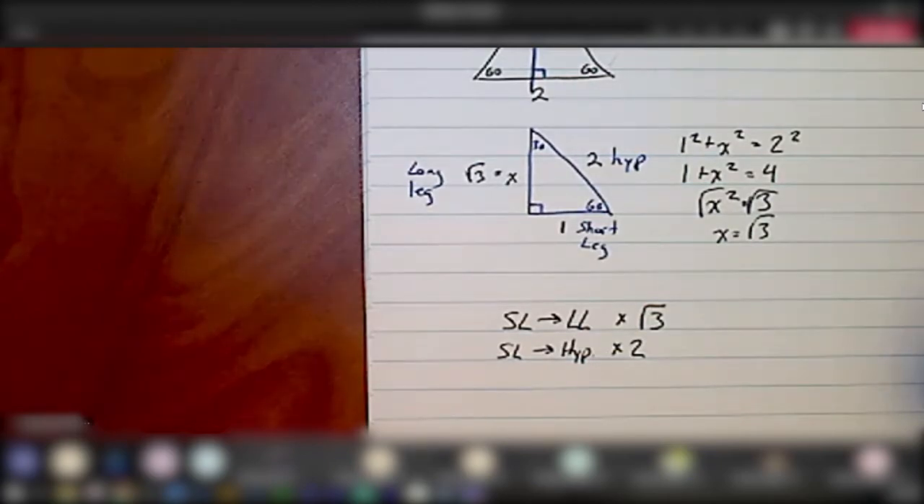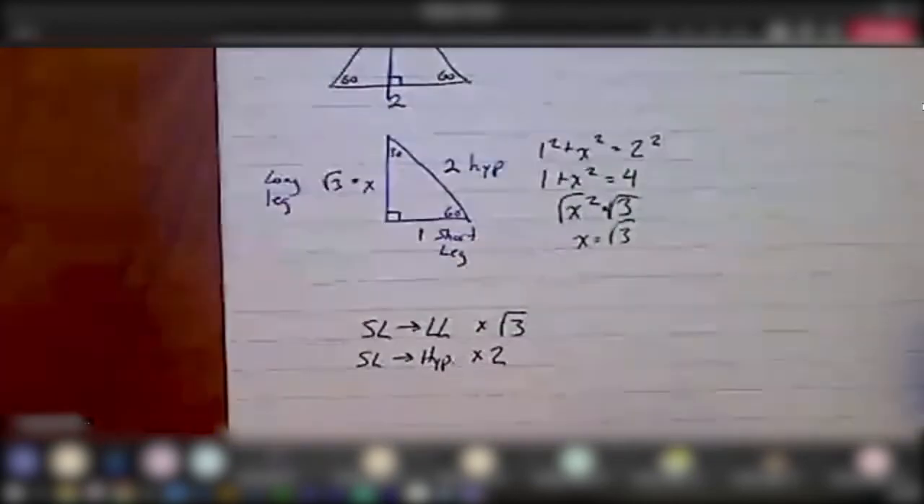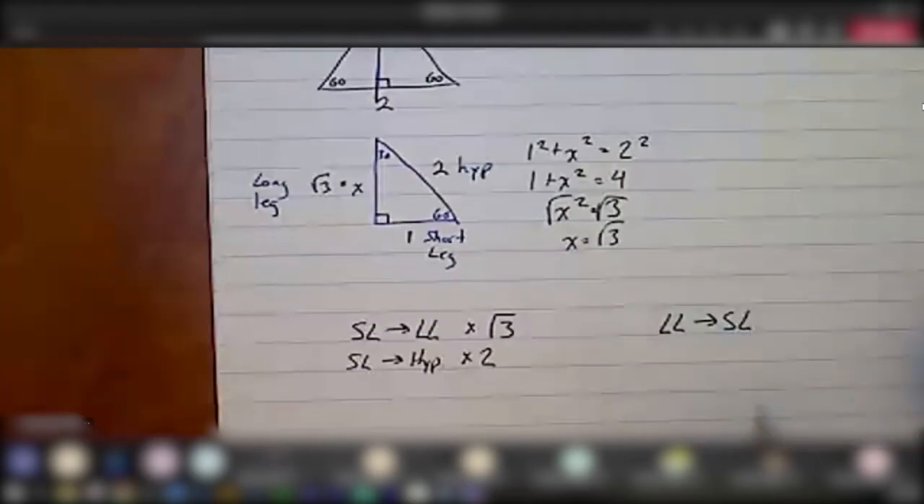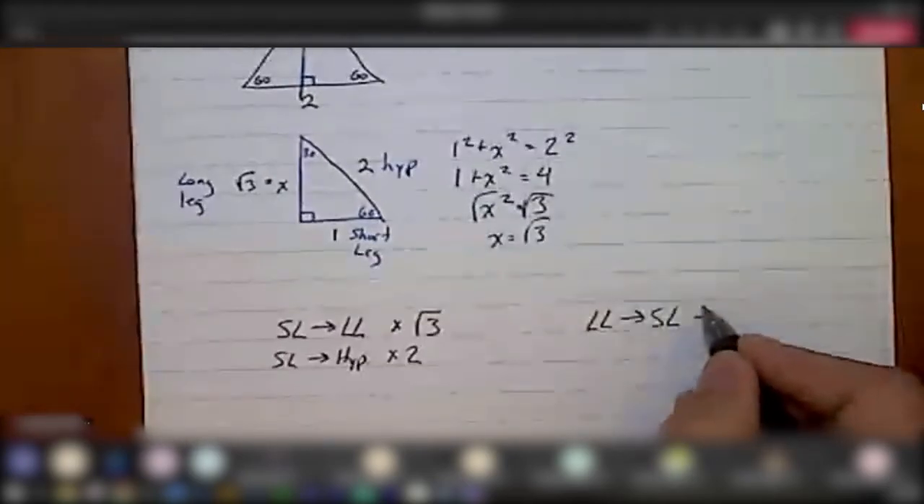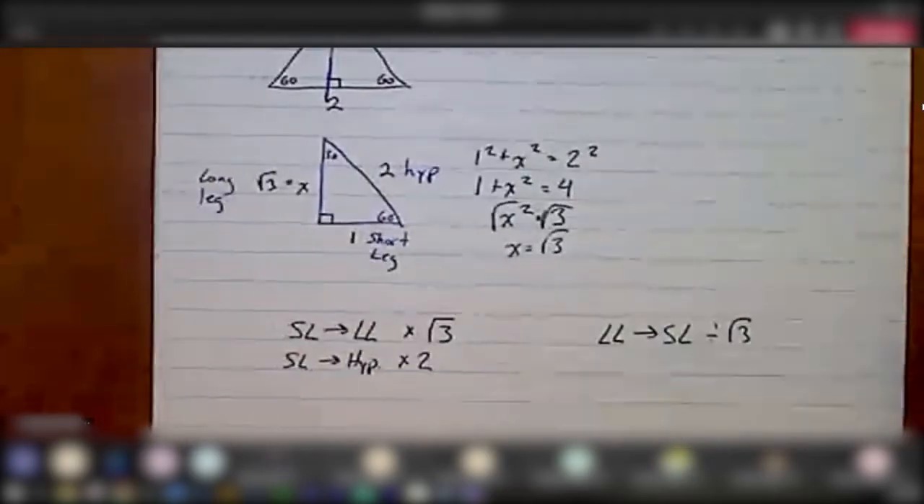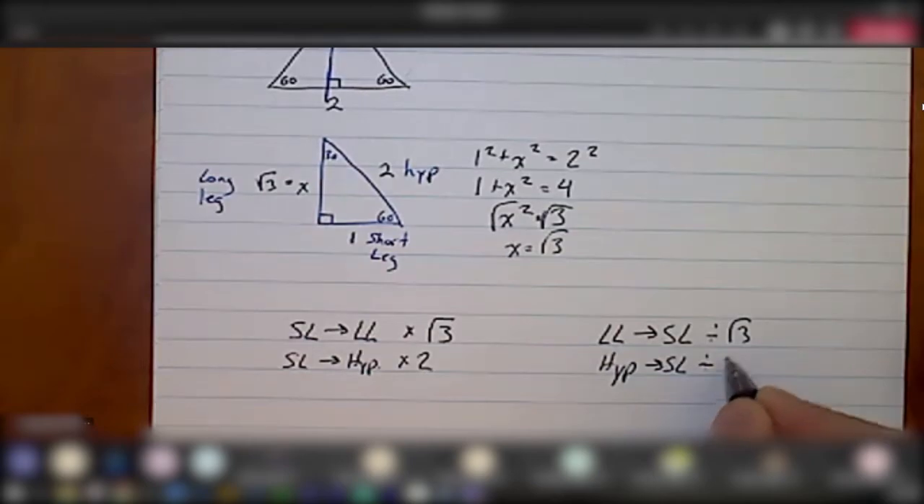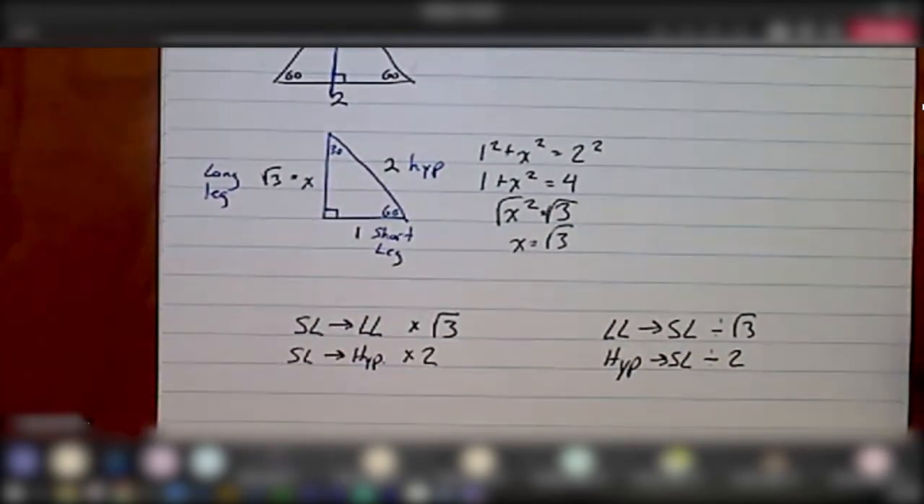And then vice versa, if I want to actually find the short leg first, if they give me the long leg and I want to find the short leg, divide by the square root of 3. If they give me the hypotenuse and I want to find the short leg, divide by 2. We remember seeing this one last year now in geometry.